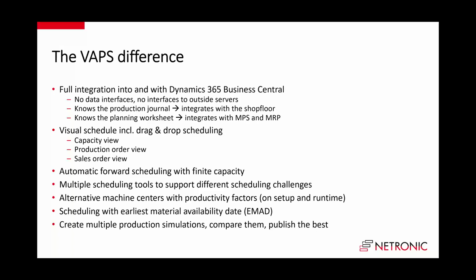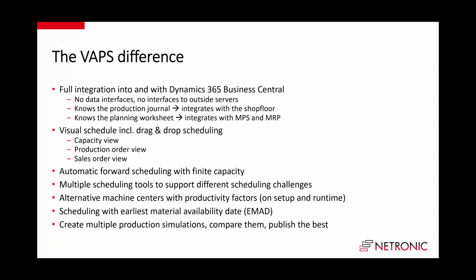The VAPS gives you a visual schedule, including drag and drop capabilities, and it lets you look at your data from the viewpoint of your capacity and your capacity utilization. This is what we call the capacity view. But it lets you also look at the production orders and the structure of the production orders so that you can see which production orders run late. And it lets you also look at the production orders from the view of a sales order so that you can see how you are doing with serving your sales orders.